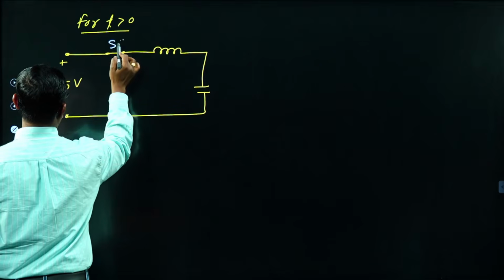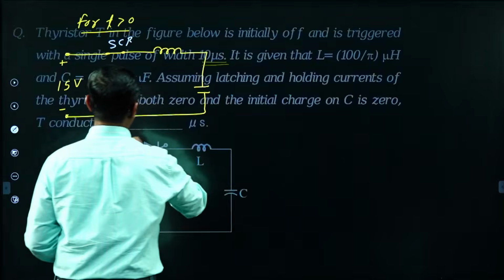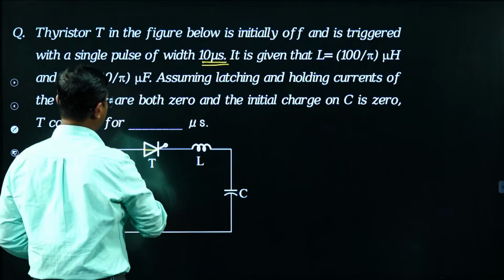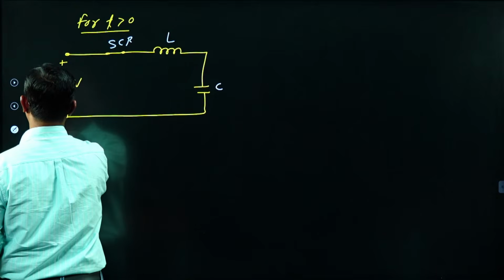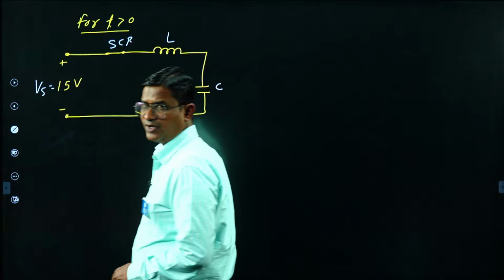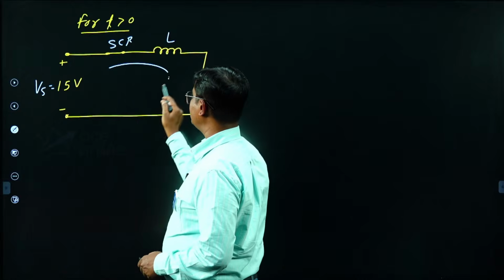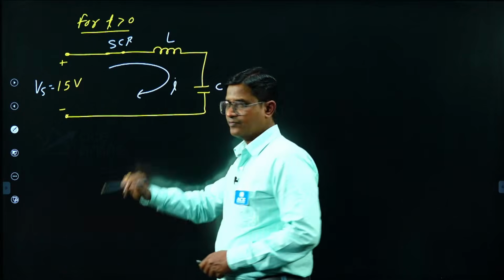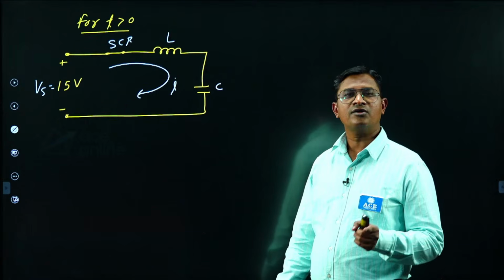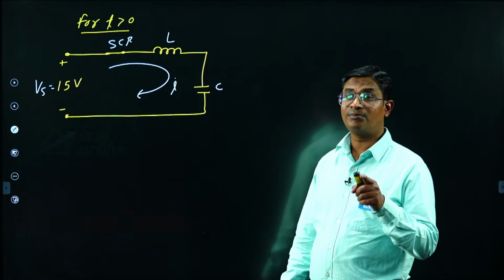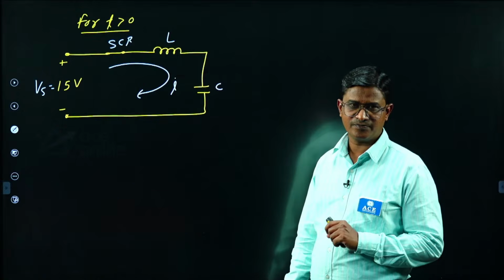Yes, SCR, inductor. Let me write it as L only, C only. Suppose we take this as Vs, Vs equal to 15 volt. Current in the circuit is I. We need to now find the expression for current in the circuit. From that we can get an idea of how much time my SCR will be in conduction mode.